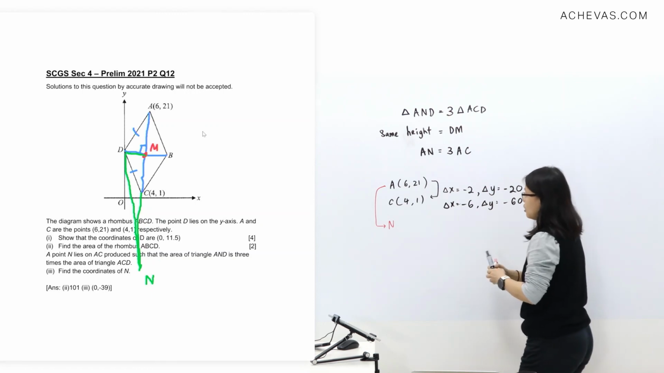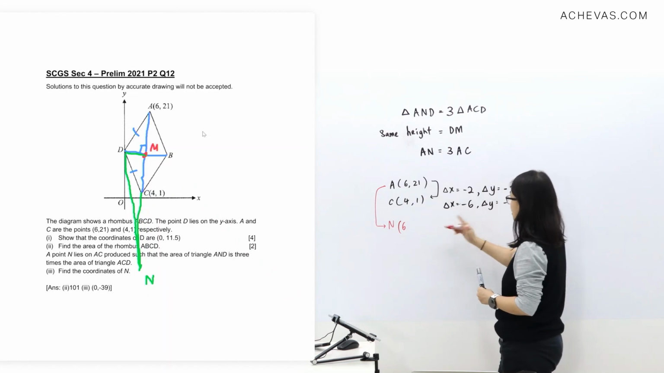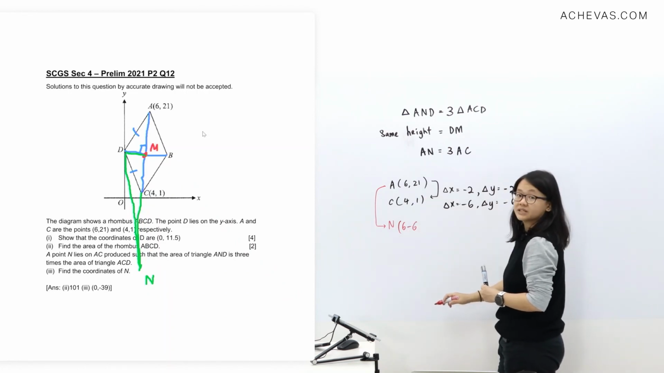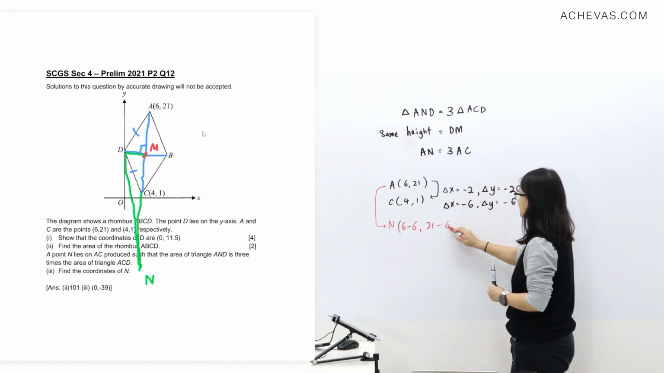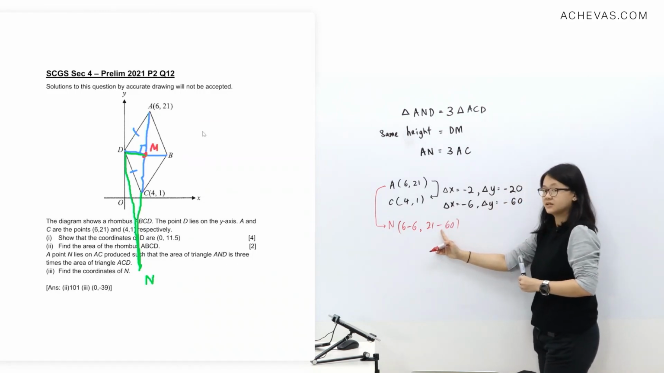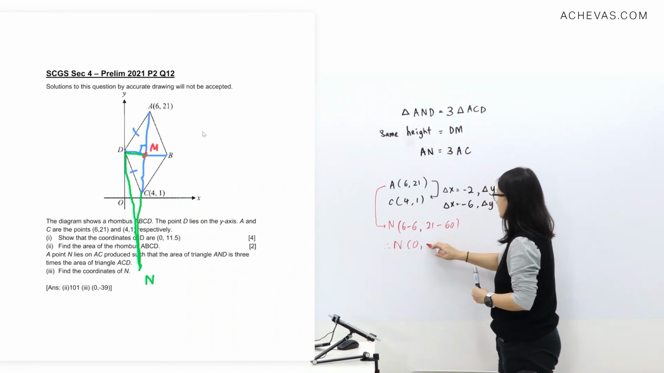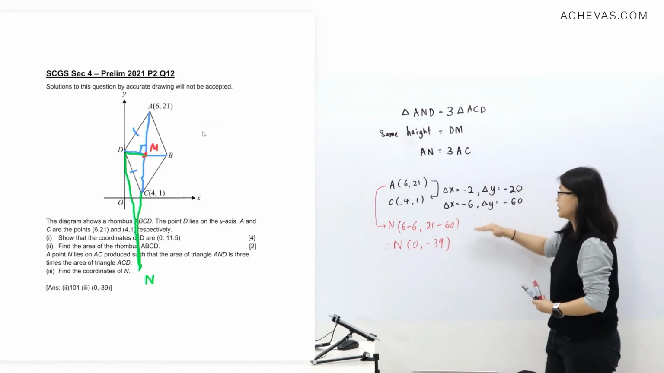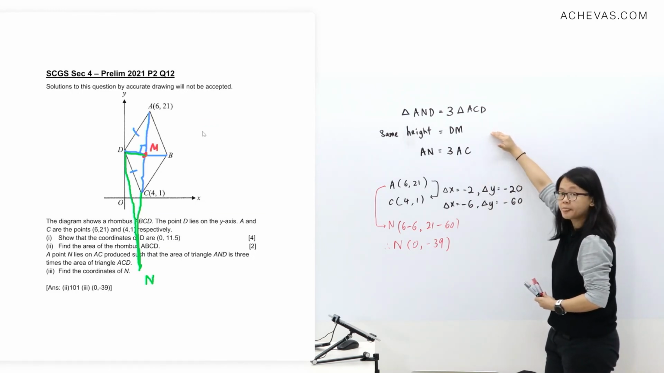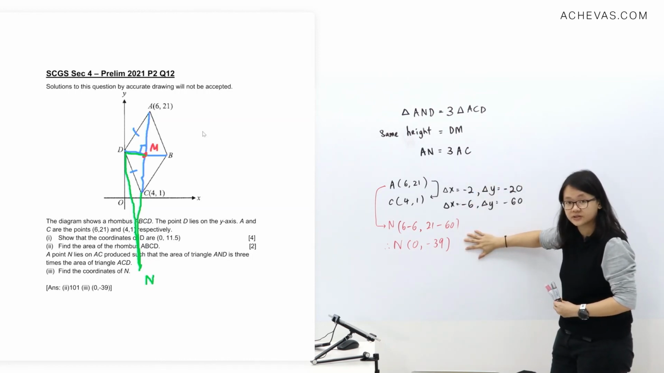To write down the working, the X coordinate 6 will change by -6, and the Y coordinate 21 will change by -60. Therefore, the N value will be 0 and -39. Purely using observation of the same height, then the base will be 3 times as well, and you just move the coordinates.